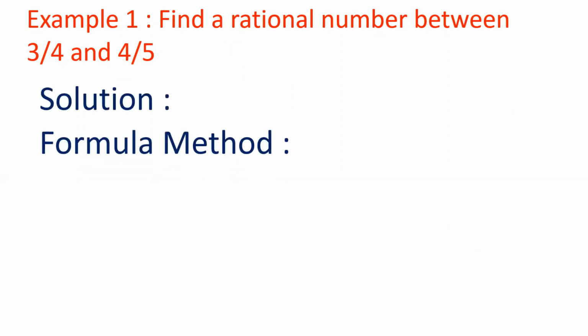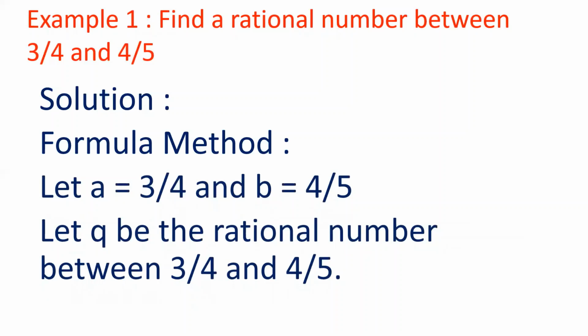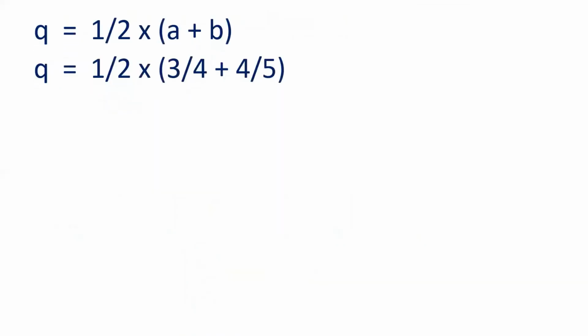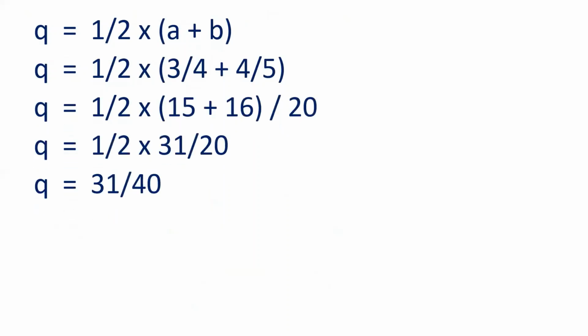First, using the formula method, taking A as 3 upon 4 and B as 4 upon 5, and suppose Q is the rational number lying between 3 upon 4 and 4 upon 5, then taking the average of A and B, we get 1 upon 2 into 3 upon 4 plus 4 upon 5.